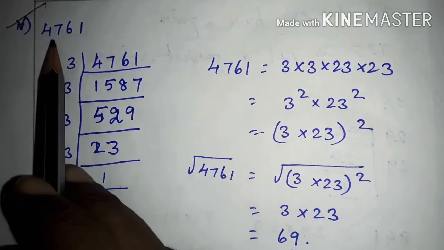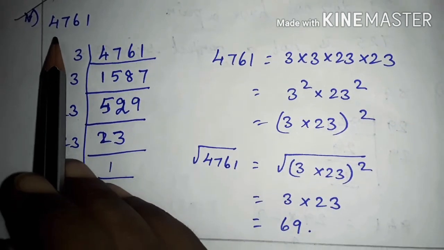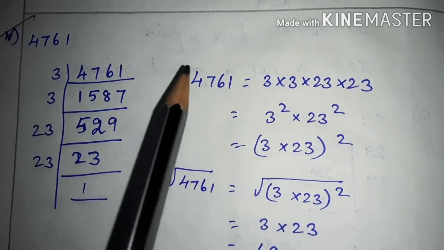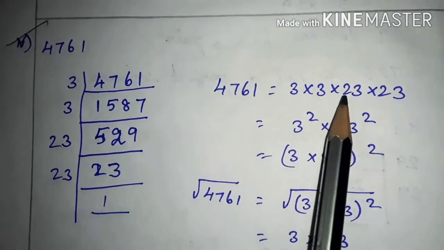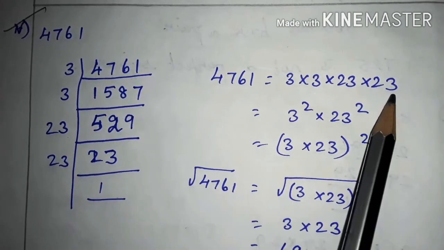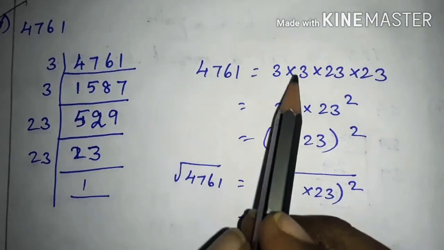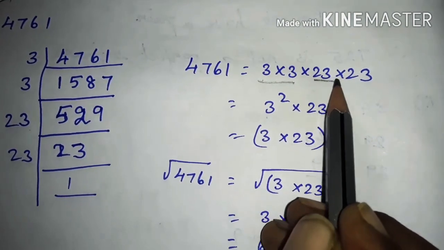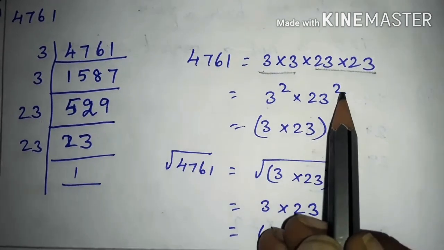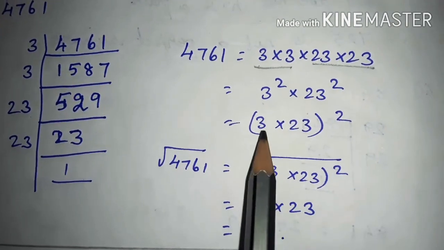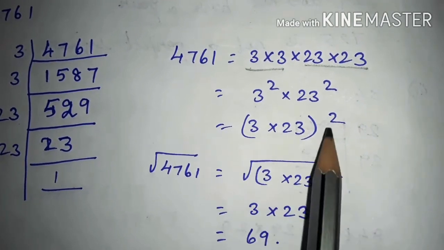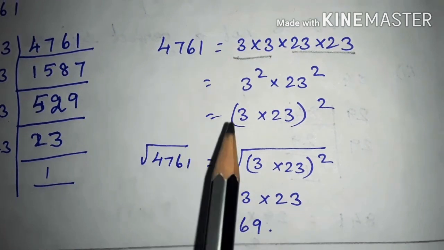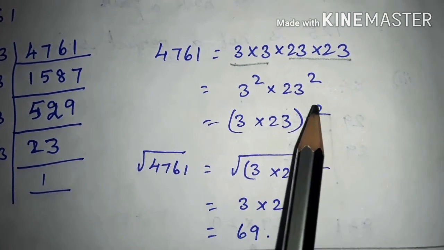Next sum, 4761. First, for 4761, you have to find the prime factors. We will get the prime factors as 3 into 3 into 23 into 23. After writing the prime factors, you have to write the prime factors as squares. Here, this 3 into 3 can be written as 3 square. And this 23 into 23, we can write it as 23 square. Then we take the square as common. We get 3 into 23 the whole square. Now we have written 4761 as 3 into 23 whole square.